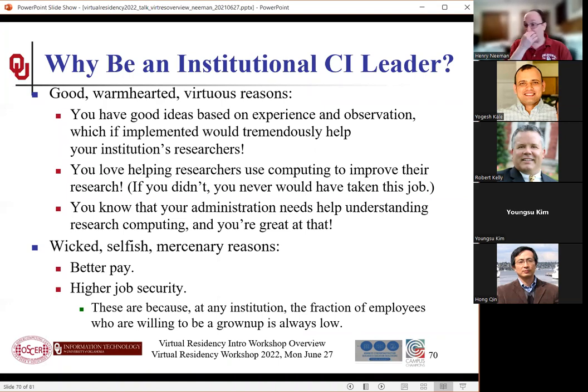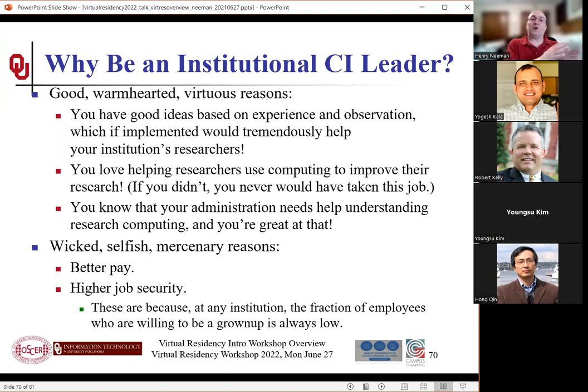Why do we need you to be an institutional cyberinfrastructure leader? Well, I never do anything unless I have two categories of reasons for doing that thing. I need good, warm-hearted, virtuous reasons to do the thing, so I can look myself in the mirror every morning. But I also need wicked, selfish, base, mercenary reasons to do that thing so that I'm actually motivated to get off my duff and do it.